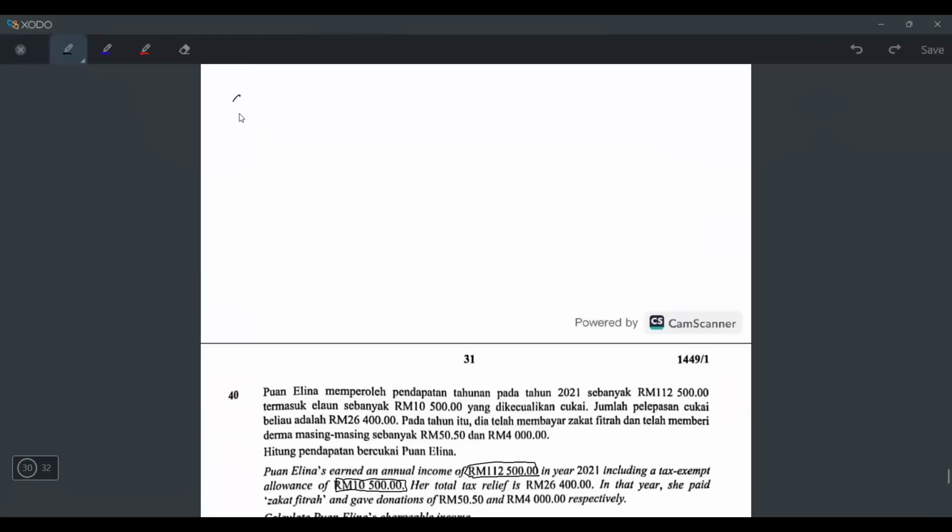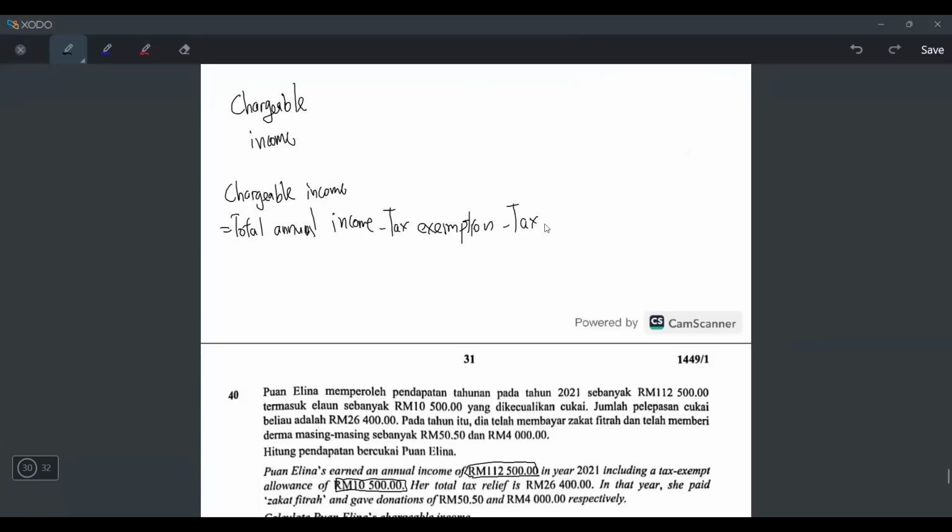The formula for tax is, first you need the chargeable income. And how to get the chargeable income? The formula for chargeable income is you take the total annual income minus the tax exemption, and then minus again the tax relief. Okay, that is the formula to find chargeable income.